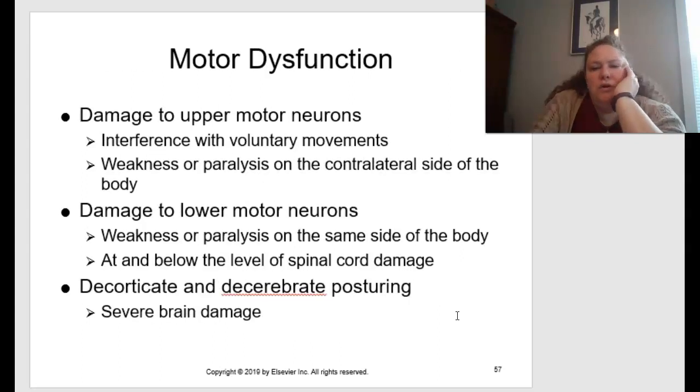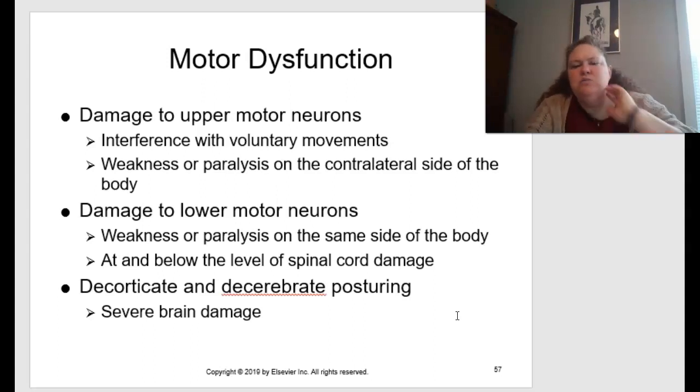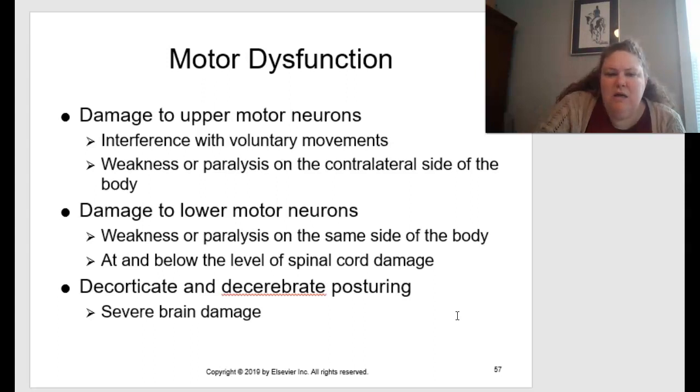So, what about motor dysfunction? Well, you can have damage to the upper motor neurons, and this is going to cause an interference with voluntary movements. You can have weakness or paralysis on the contralateral side of the body. You can have damage to the lower motor neurons, and this can cause weakness or paralysis in the same side of the body at or below the level of the spinal cord damage. You can also have decorticate or decerebrate posturing, and this is going to be a result of severe brain damage.